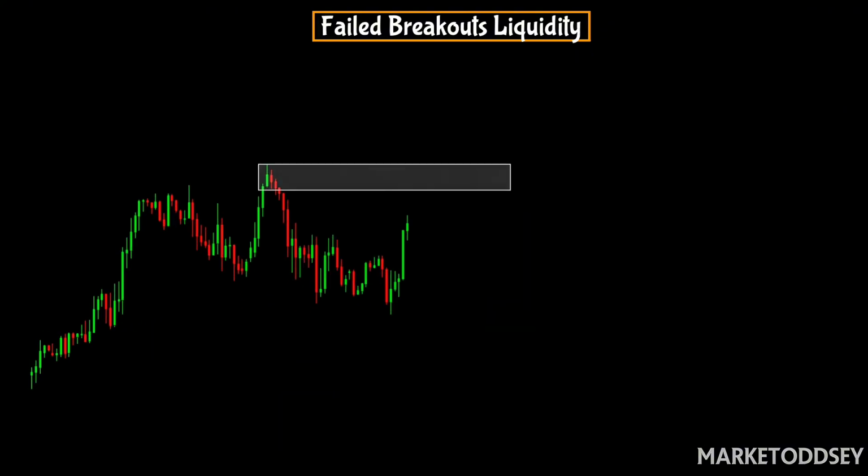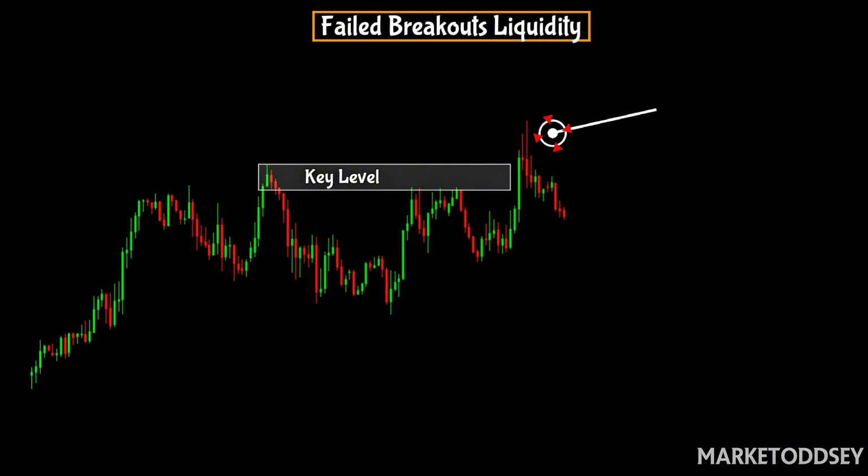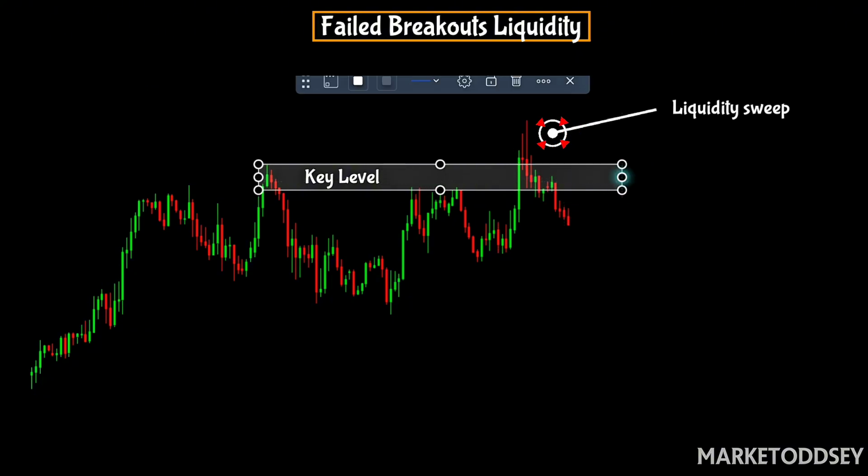When the stops are triggered, the market experiences a rush of liquidity as these orders are executed. Then, when the price returns to that same level later, all those orders have already been absorbed, allowing the market to move decisively in one direction.